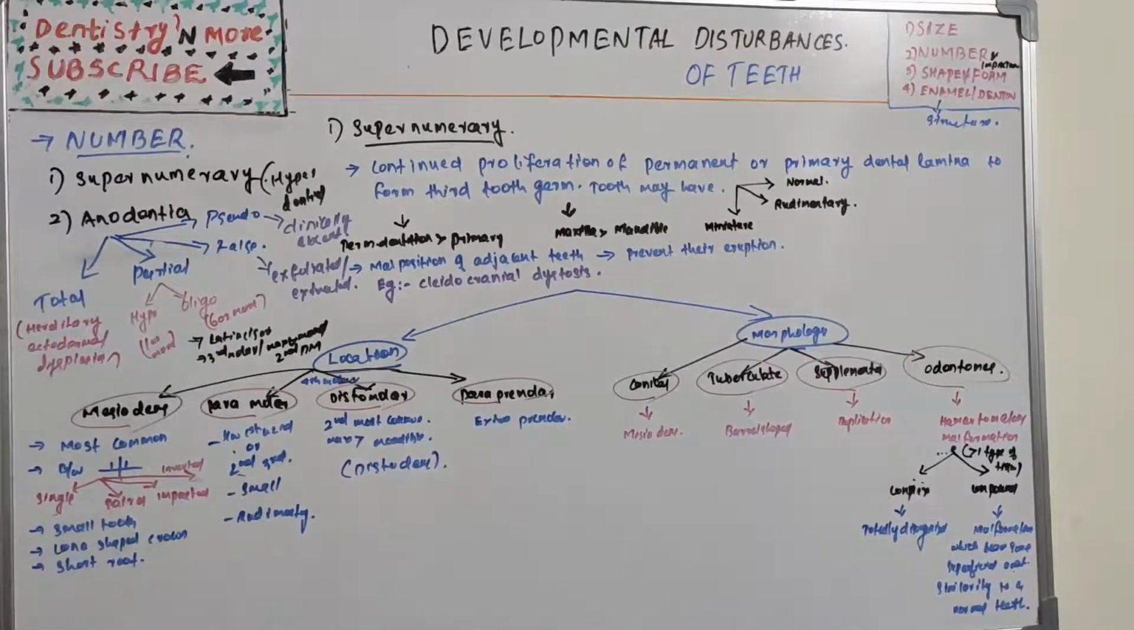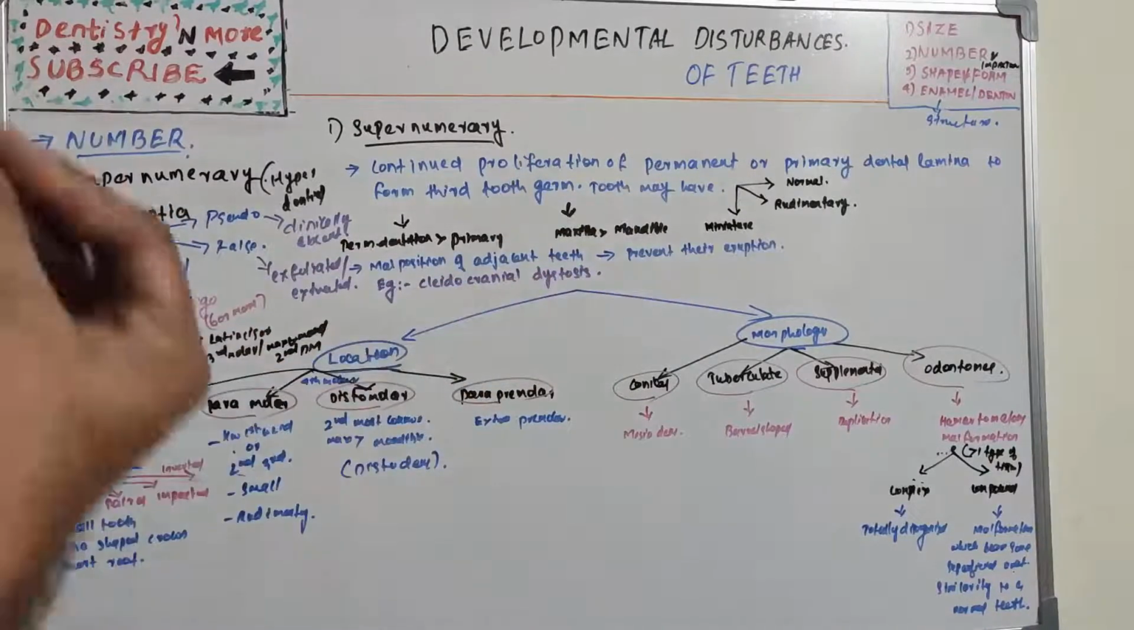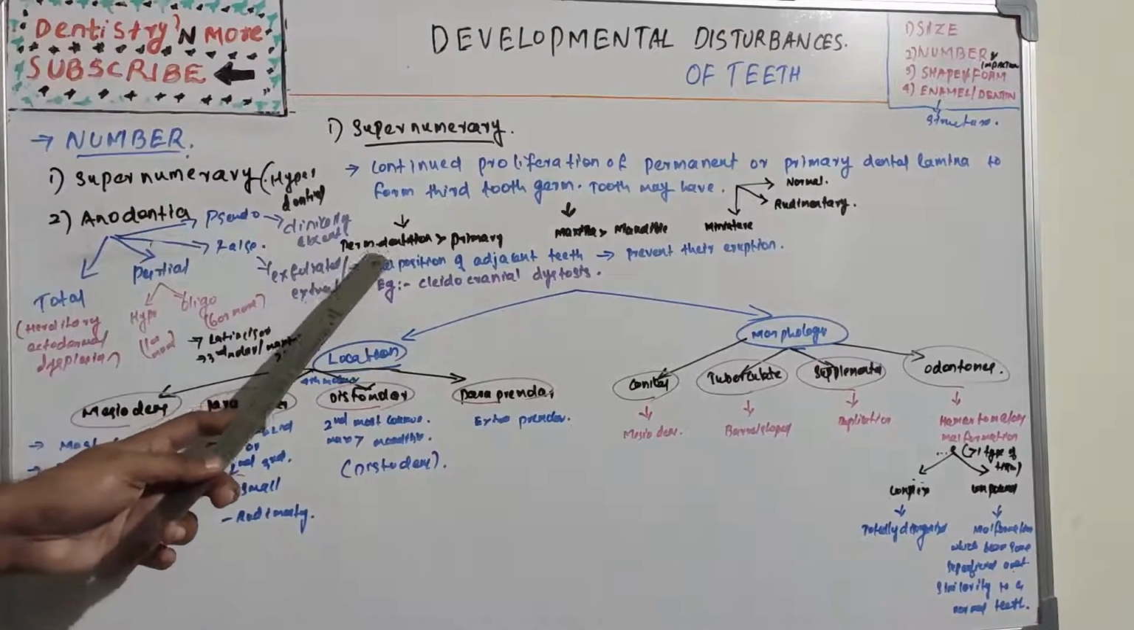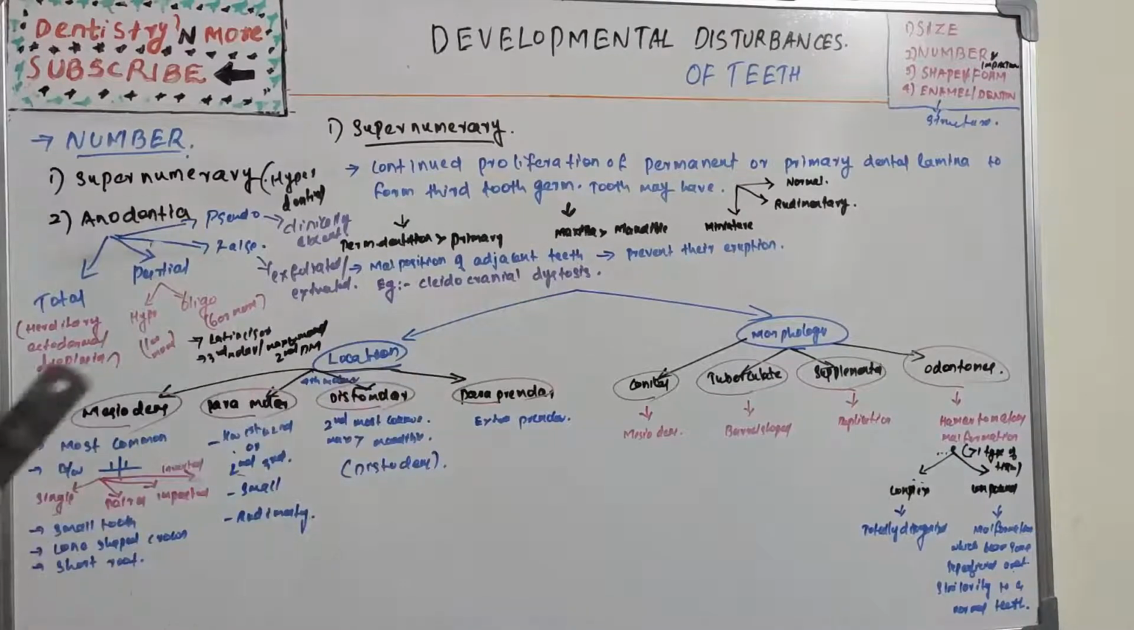So that is supernumerary teeth. It could be a normal tooth, a rudimentary tooth, or a miniature version of that normal tooth. It is most commonly seen in permanent dentition rather than primary, and in the maxilla compared to the mandible. So what happens when these are present?